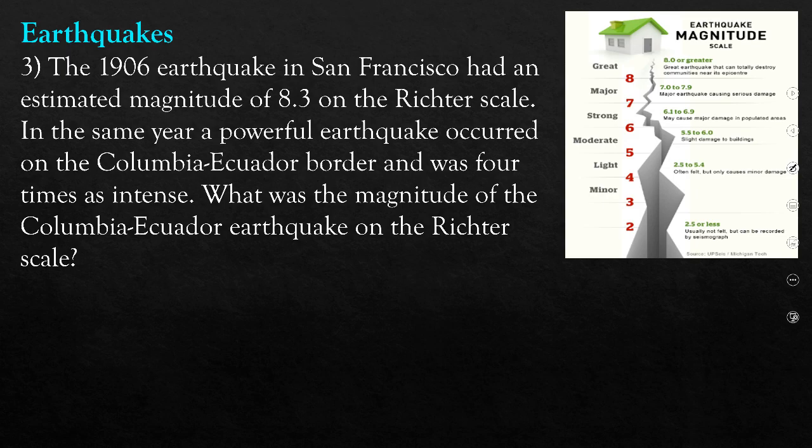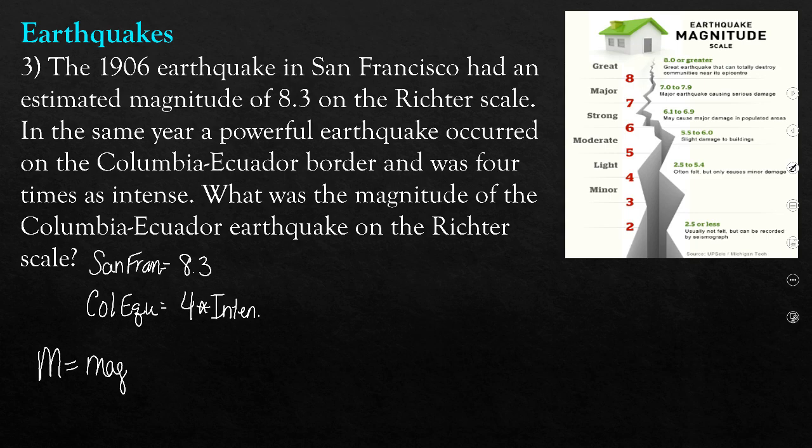Okay, so we've got a couple of different things we need to make note of. First of all, a little note to myself: San Francisco had a magnitude of 8.3, and the Colombia-Ecuador quake had 4 multiplied by the intensity. So it's 4 times as intense. Remember, M is going to represent our magnitude and I is going to represent the intensity.